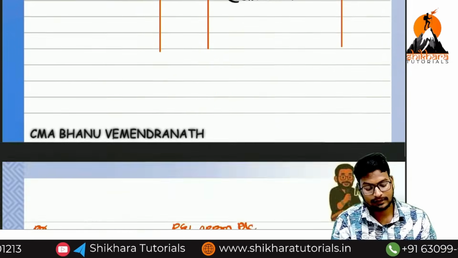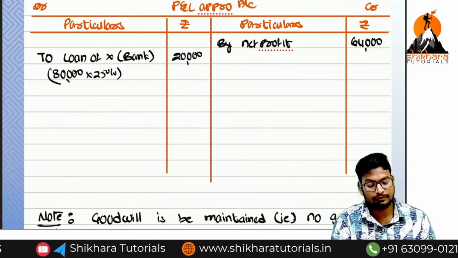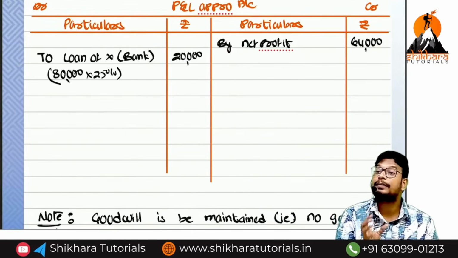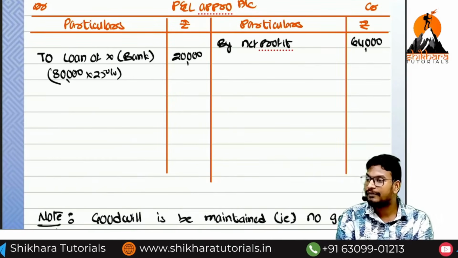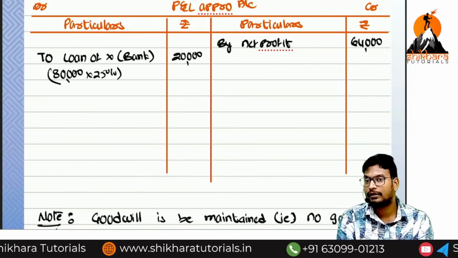Next, whatever the available balance, what we need to do? We need to distribute it among the partners who will be available at the end of the year. New partners will be available, old partners will be available.